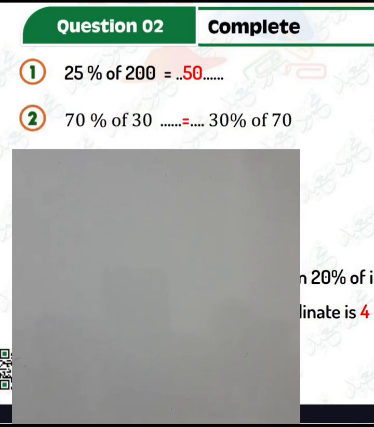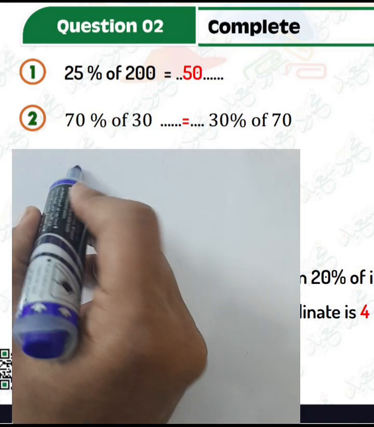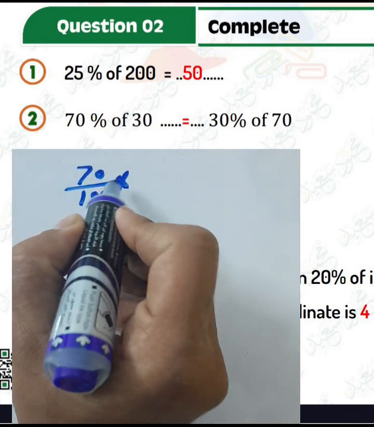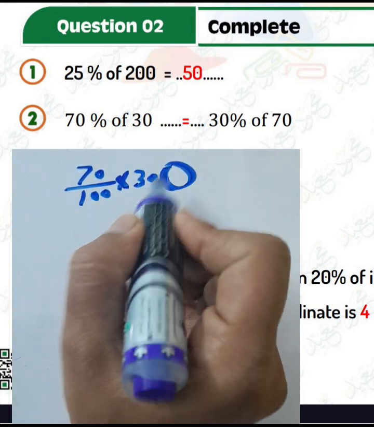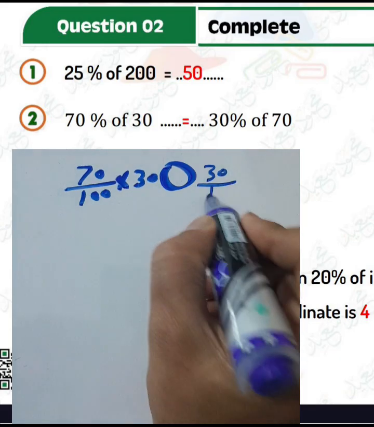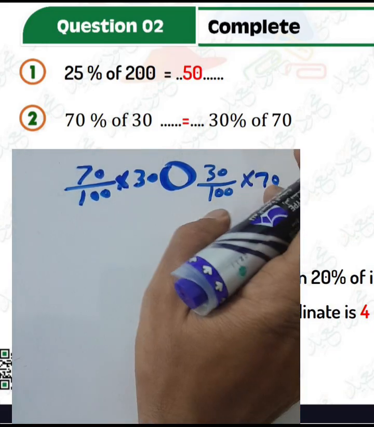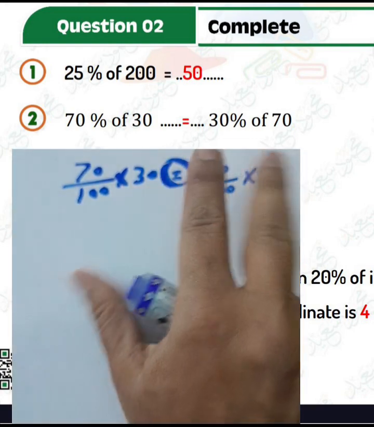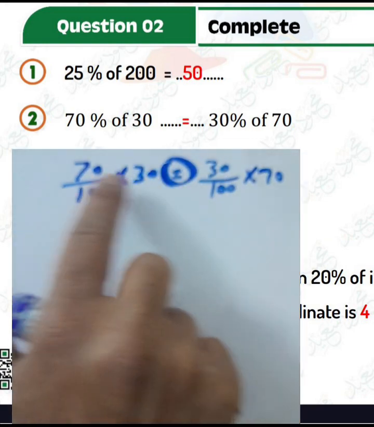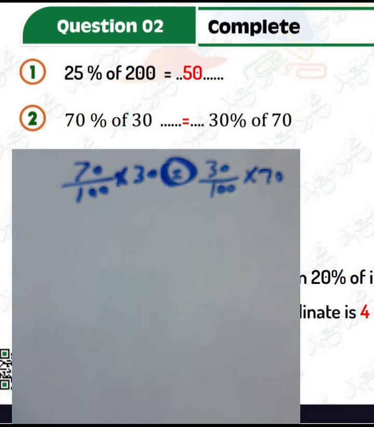Question number 2, 70% of 30 or 30% of 70, they will be equivalent because 70% means 70 over 100 multiplied by 30, and 30% equals 30 over 100 of 70. You can rewrite it as 70 times 30. They are equivalent, and you can replace it with the product.